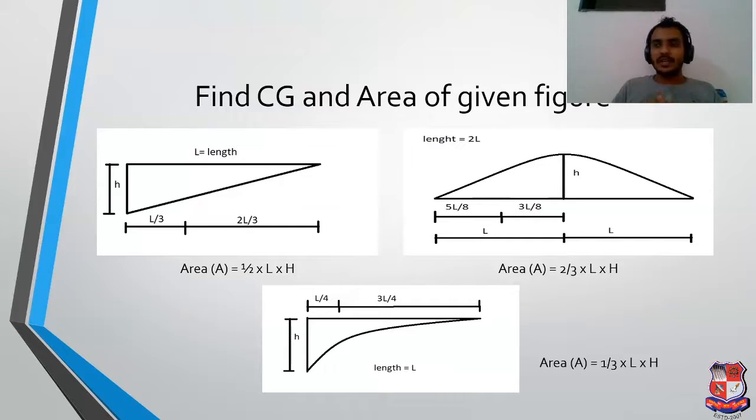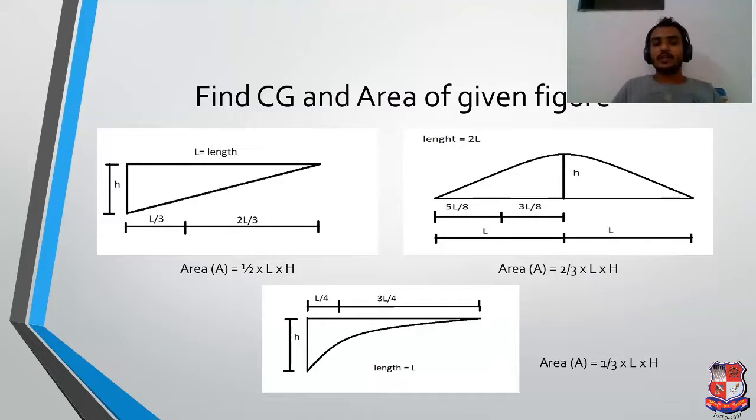Okay. Next, find the CG and area of the given figure. This is the M upon EI diagram. You can see there is a triangle shape, which is the moment diagram for a cantilever beam resisting a point load at the free end. This is the M upon EI diagram you can find. So to find the slope, you need the area of this triangle.